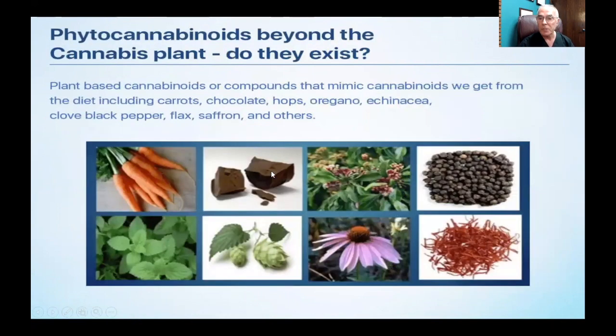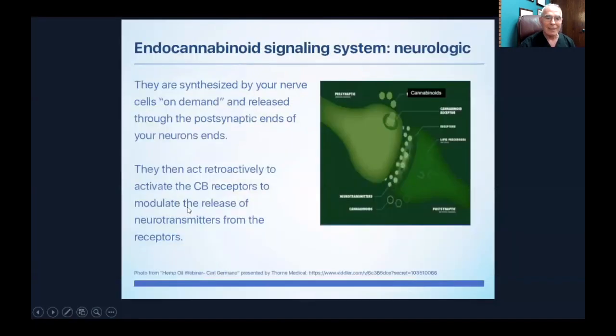There are some other foods that do contain cannabinoid compounds too. They're lesser in amounts in these foods, and they don't really produce a major problem. So we eat all these, and these are very safe. They're things like oregano, hops. We eat chocolate, carrots. They have cannabinoids in them, but they're fine to eat because they're not addicting. They don't have any tetrahydrocannabinol.